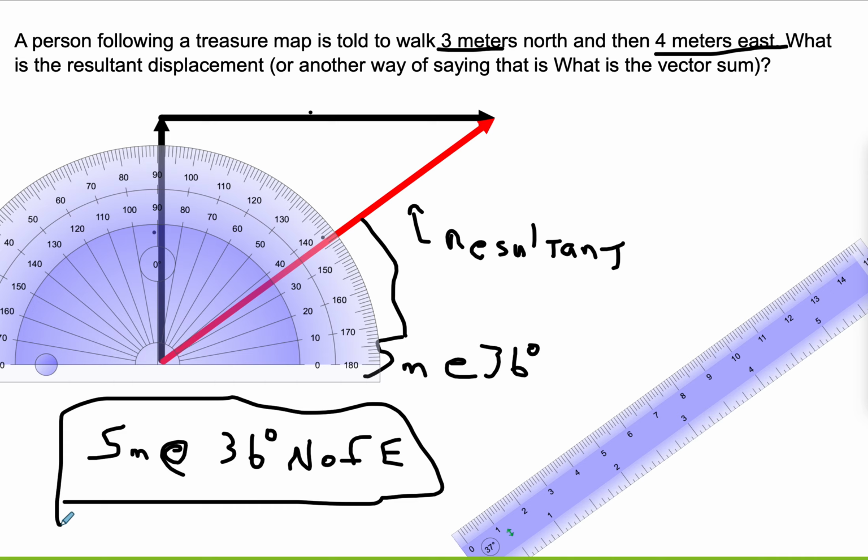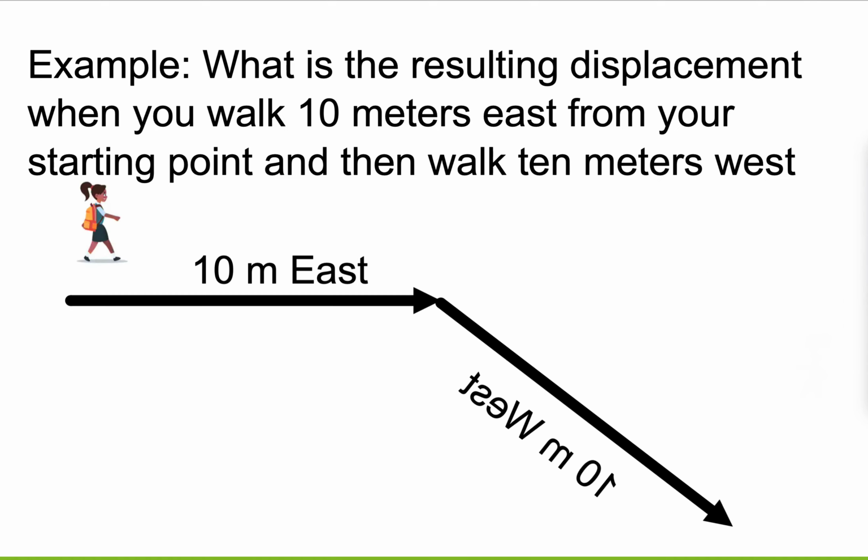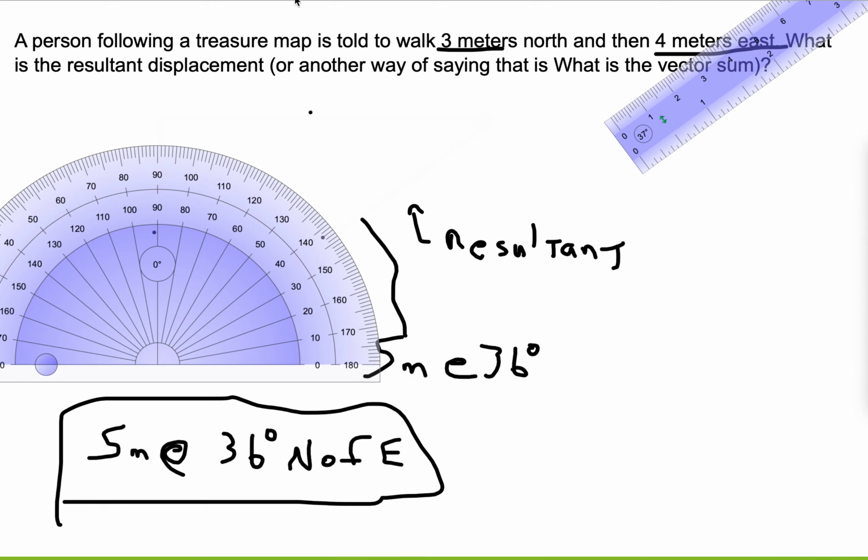Can you say that again? Could we just say like northeast? So the short answer to that is no. I know you guys want to say it, but here's the problem, right? I could state this one of two ways. I could say that you walk 5 meters, 36 degrees north of east. Or I could say I walk 5 meters at 54 degrees east of north.